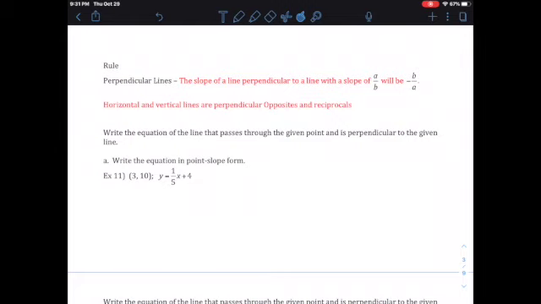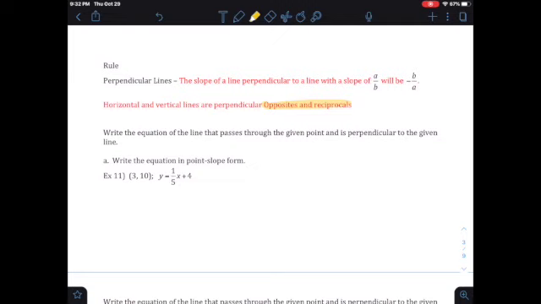Next rule is perpendicular lines. The slope of a line perpendicular to a line with a slope of a over b will be negative b over a. That's the negative reciprocal, or opposite reciprocal. It has to be opposite and reciprocal. That's very, very important. So when you're talking about the slope, once you extract the slope, make sure you change it into the opposite and flip it.